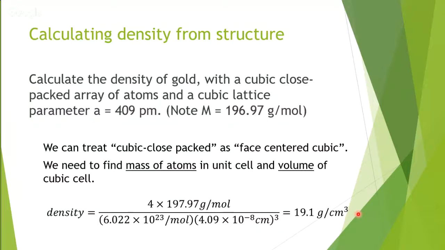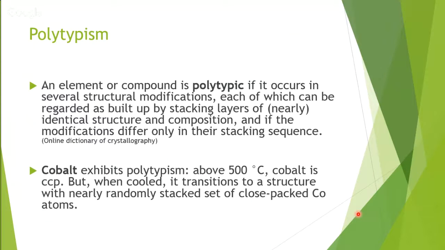So those are some of the calculations. Let's take a few minutes and look at some of the structures a little bit more closely. One of the things that's interesting about metals in particular is that some of them have different structures at lower temperatures. Cobalt is an example: above 500 degrees it is cubic close packed, but if you cool it down to room temperature, it transitions into a structure that is essentially randomly packed. The atoms are still packed close together, but not in such a crystalline structure.